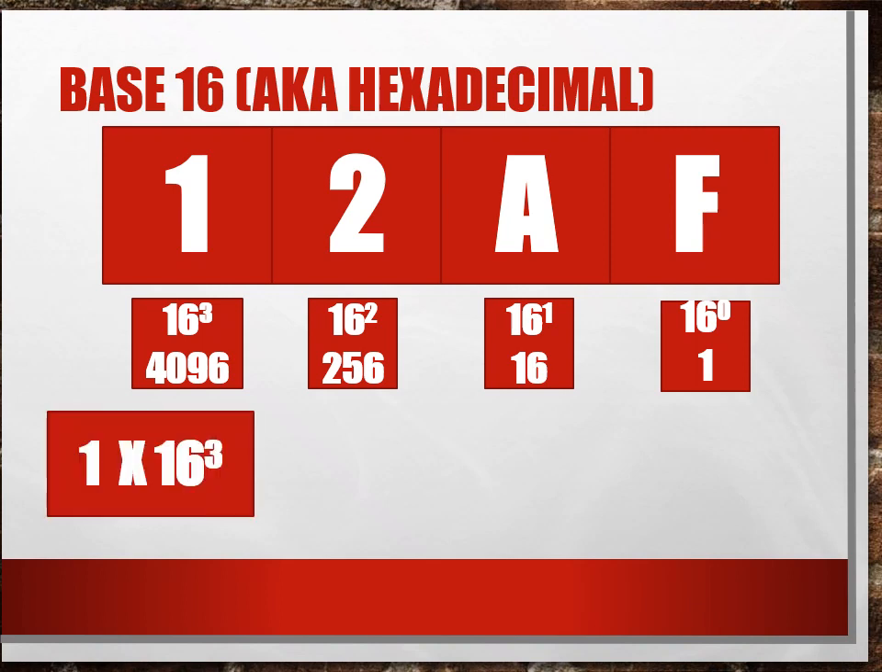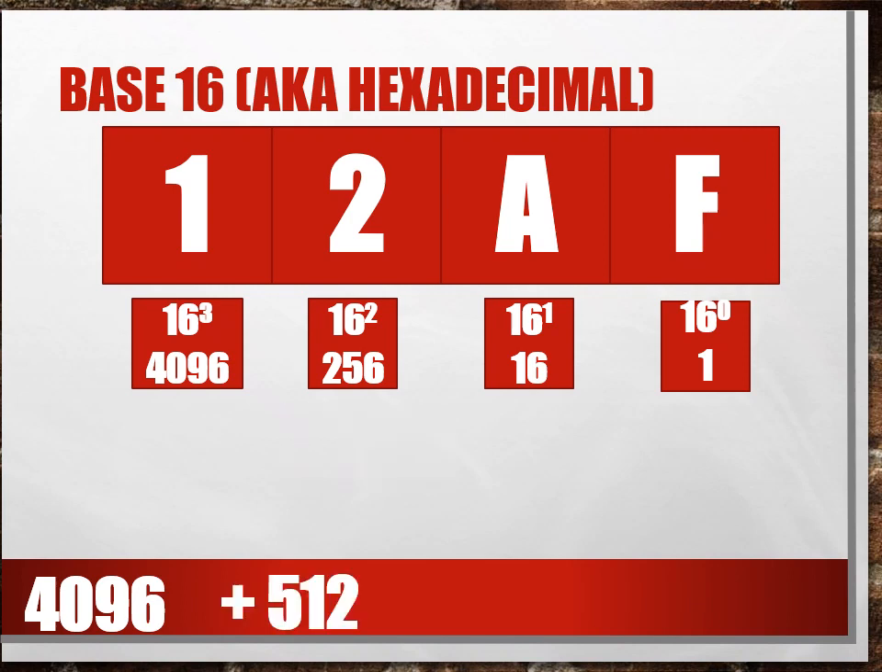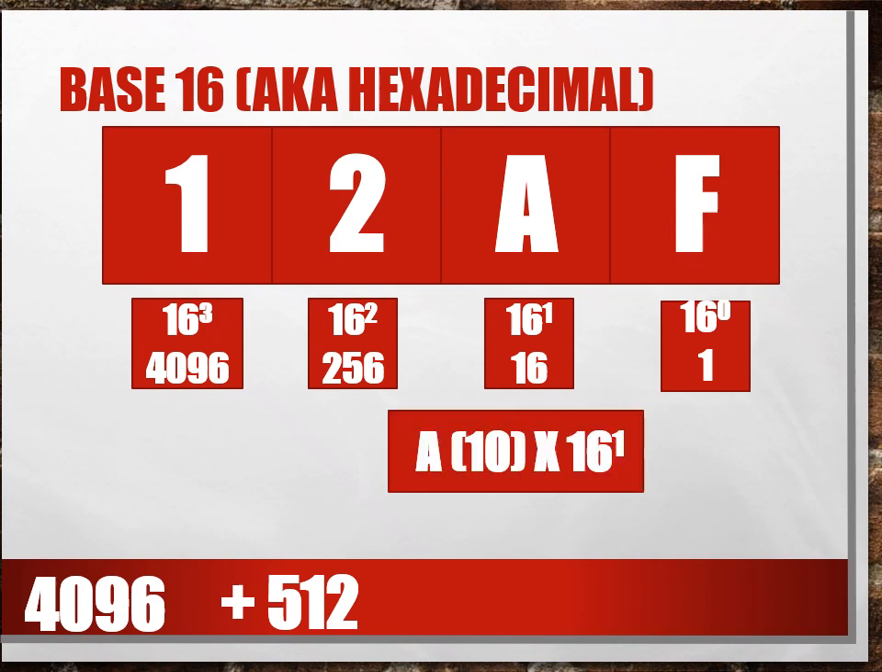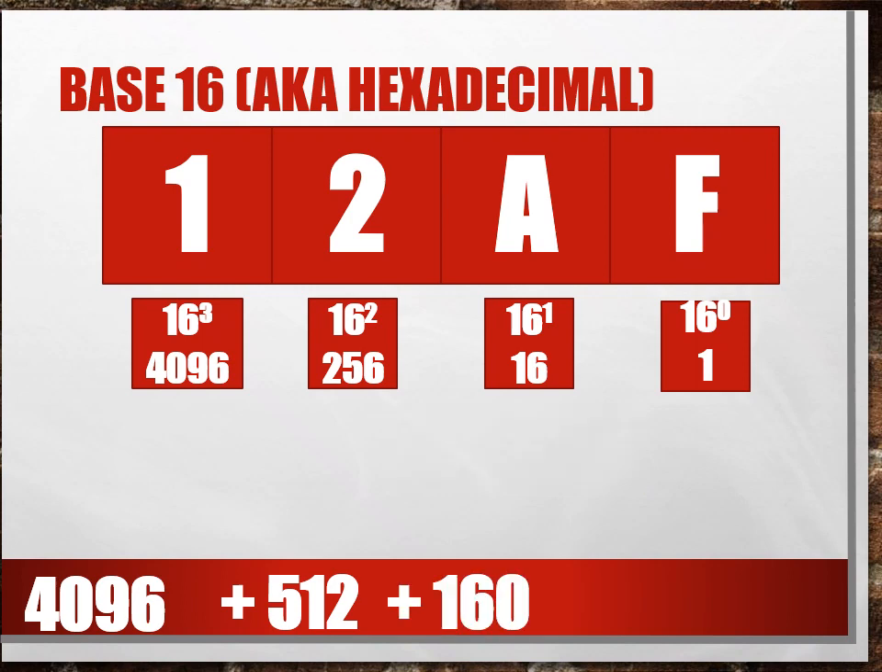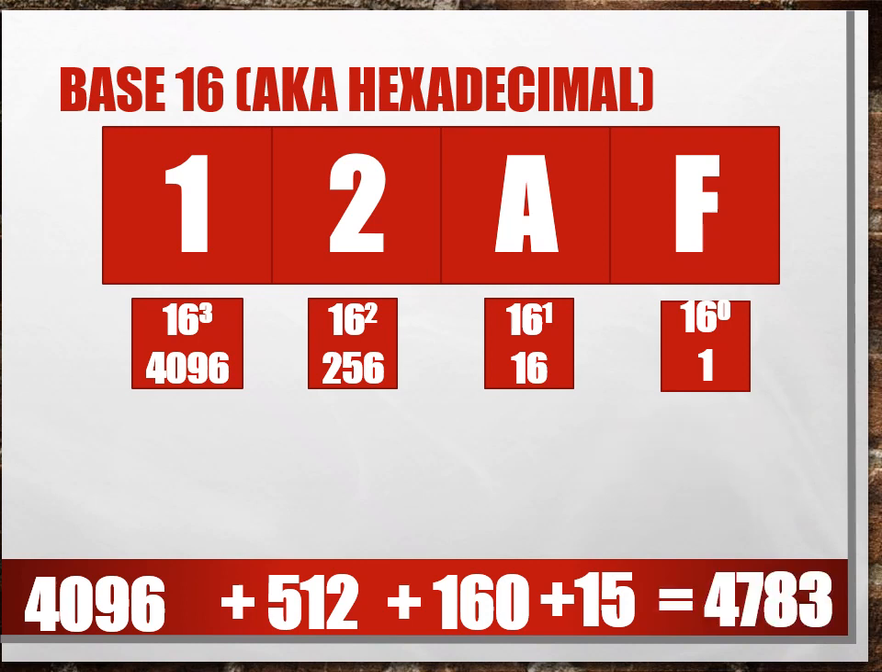Which means that to calculate this, it's going to be 1 times 16 to the third, or 4096, plus 2 times 16 squared, or 2 times 256, which would be 512, plus 10 times 16. A is the number 10. That's going to be 160. So 160 plus F, which is 15 times 1. It's going to be plus 15 there, which is going to give us that value there. So we can do that type of math in our heads if we were really trying to understand what these components were.